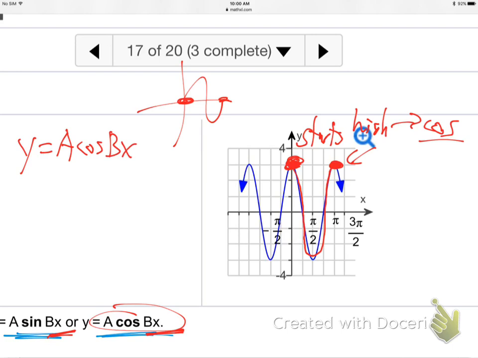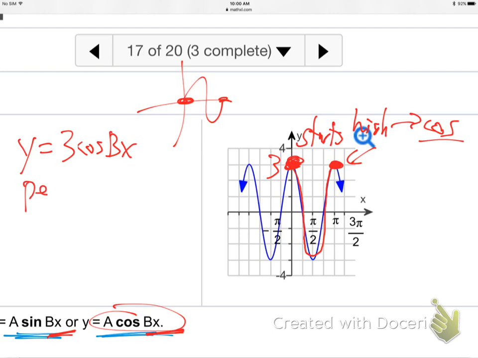So how do we find the a and the b? Well, what can you tell about the a? The a is amplitude, how far above and below the midline it goes. It looks like it's hitting at 3 and then down to negative 3. So the a must be 3. Let's put that in. So we've got 3 cosine bx. All we need is the b now. How do we find the b?